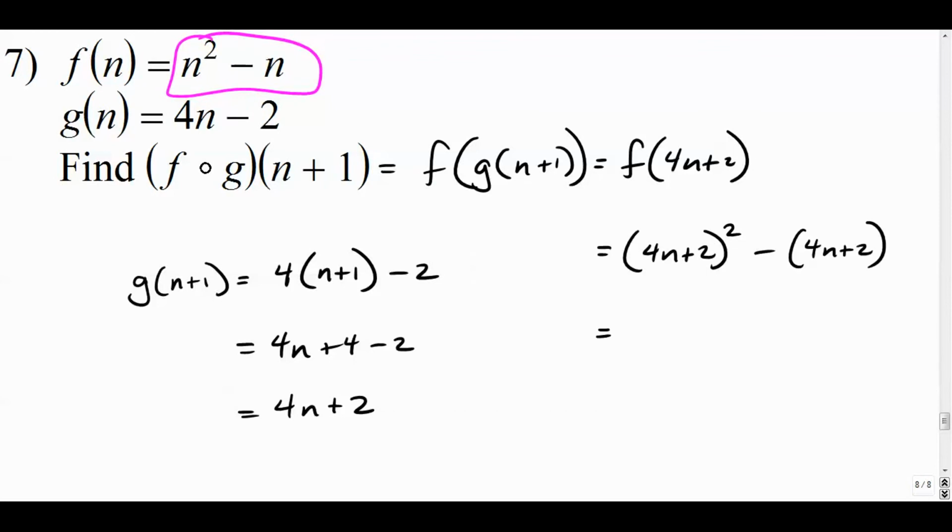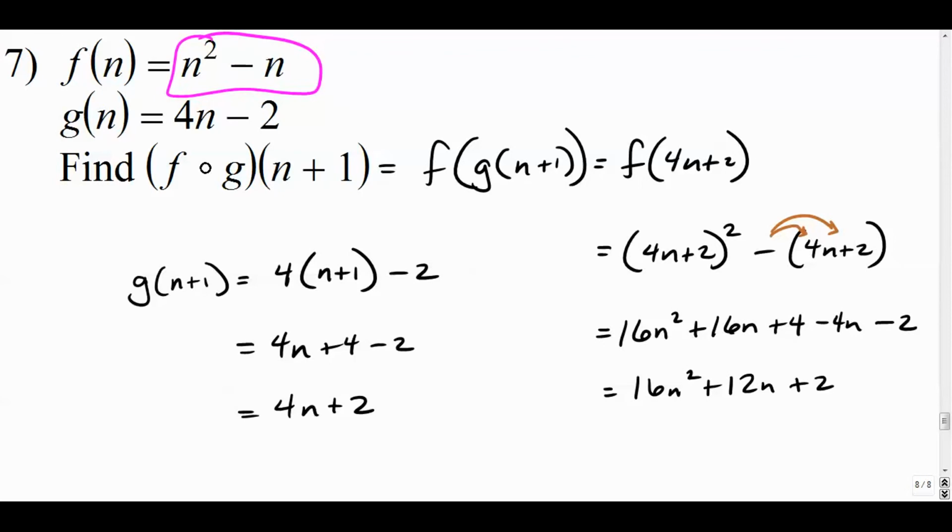And simplify. So I get, let's see, I have to FOIL this, so 16n squared plus 16n plus 4 minus 4n minus 2. I distributed that negative into both here. And let's see, 16n minus 4n is 12n, 4 minus 2 is 2, and I'm finished. So that's what we get when we compose f of g of n plus 1.